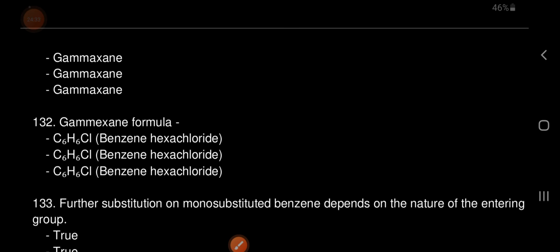Gammexane formula: C6H6Cl6, benzene hexachloride.